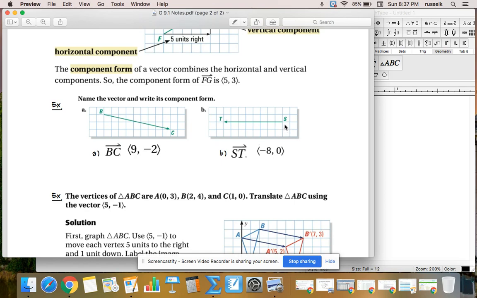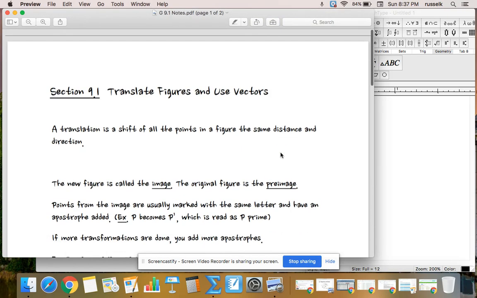In this one, be careful, it is starting at S and going to T. So we're going to the left 8. So we subtract 8, negative 8. And then we're not moving up or down, so its vertical component is 0. Let's look at a few examples and get you started.